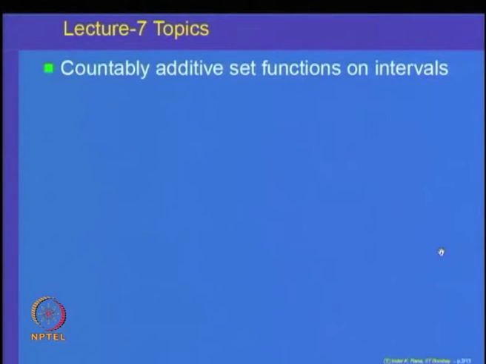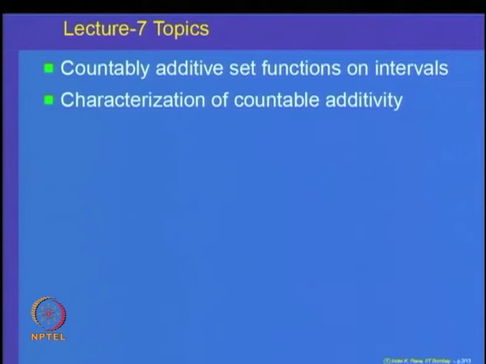Welcome to lecture 7 on measure and integration. If you recall, in the previous lecture, we had started looking at the countably additive set functions on intervals, and we proved some properties of such countably additive set functions. We will recall the theorem that we were proving and then continue the proof, and if time permits, we will look at a characterization of countably additive set functions defined on algebras in the later part of the lecture.